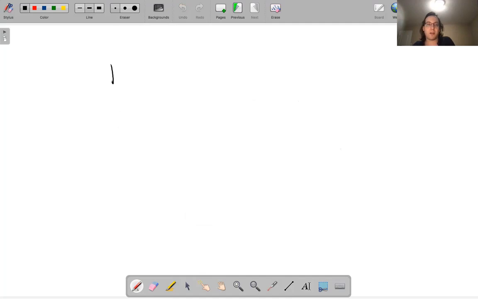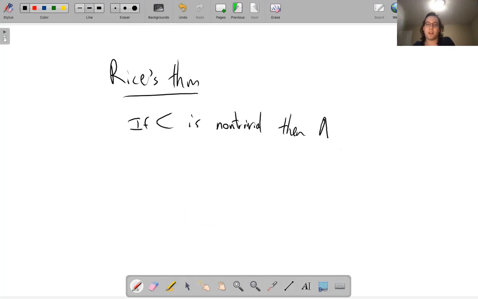So Rice's theorem says if C is non-trivial, then AC is undecidable. Okay, so that basically means that as long as you're asking a non-trivial question about the behavior of a Turing machine, about the language of a given Turing machine, then it's an undecidable question.